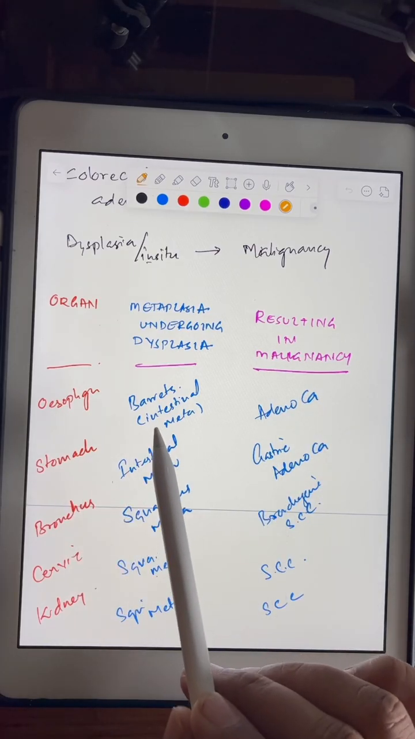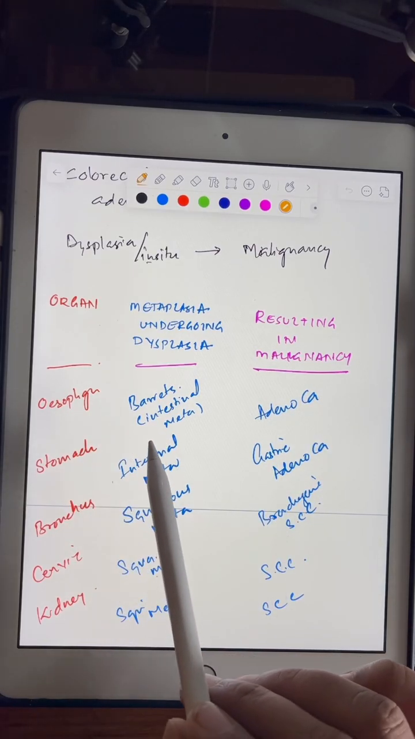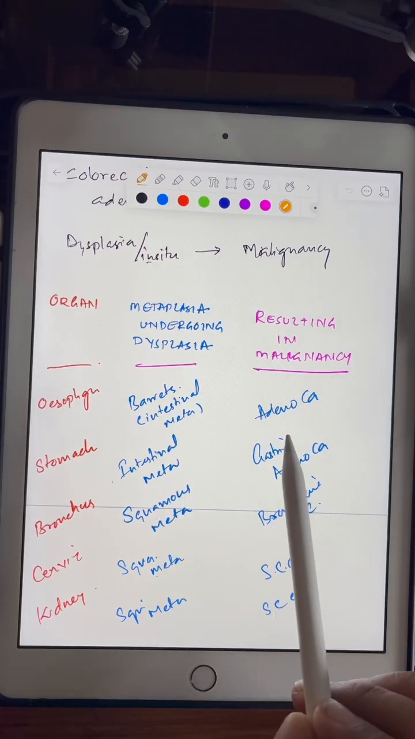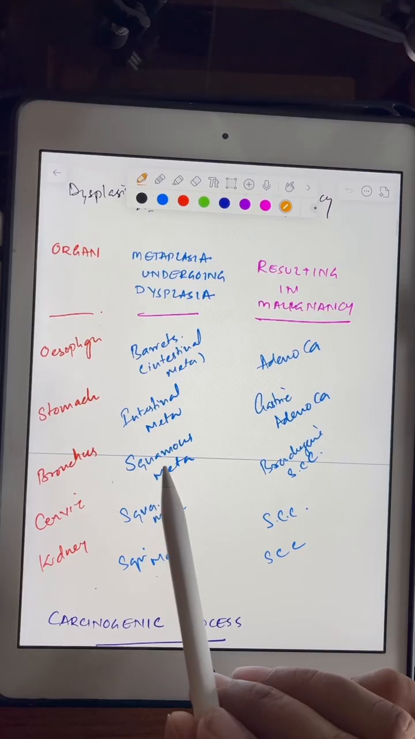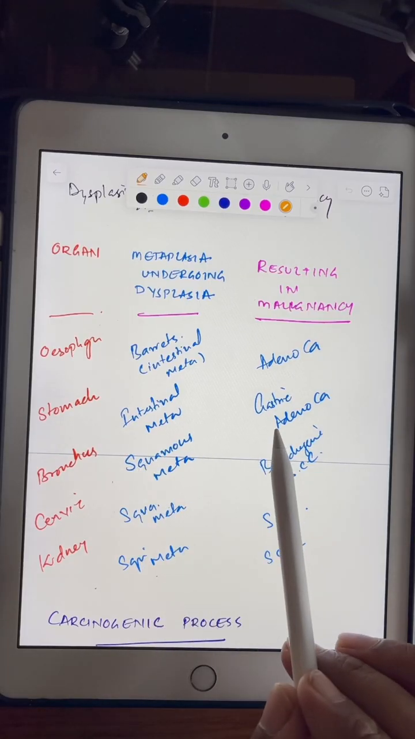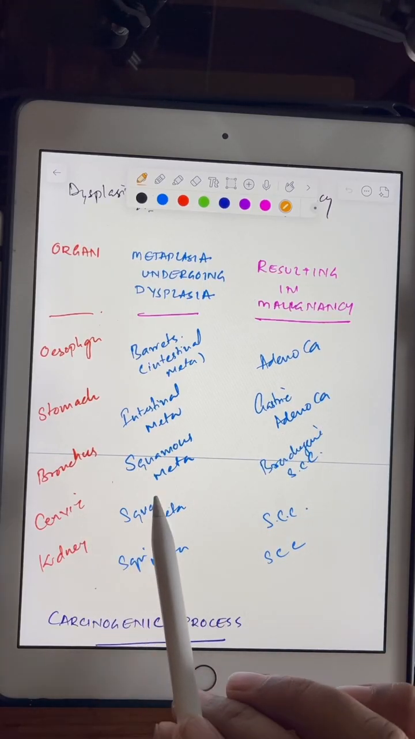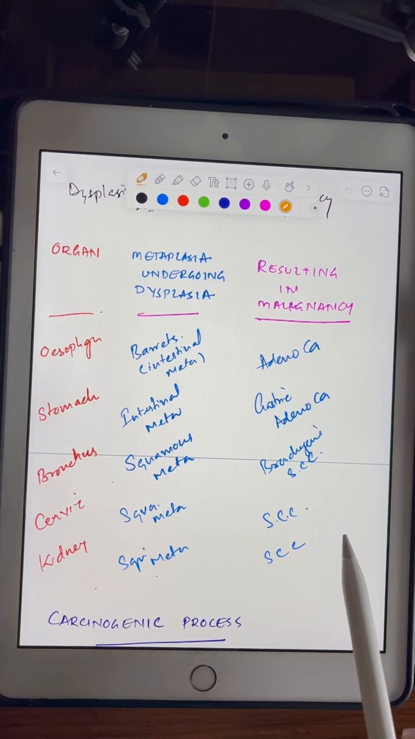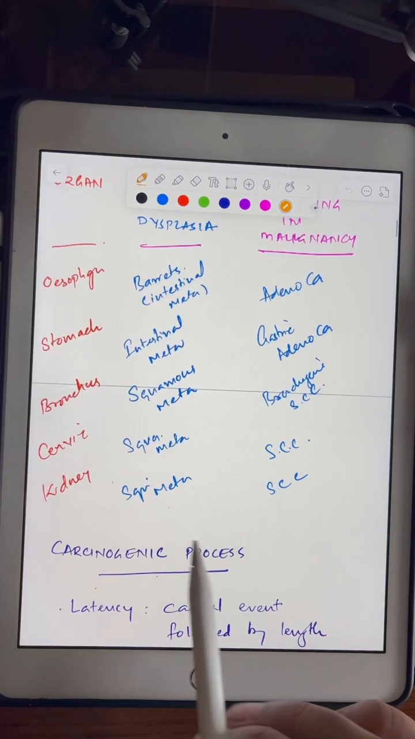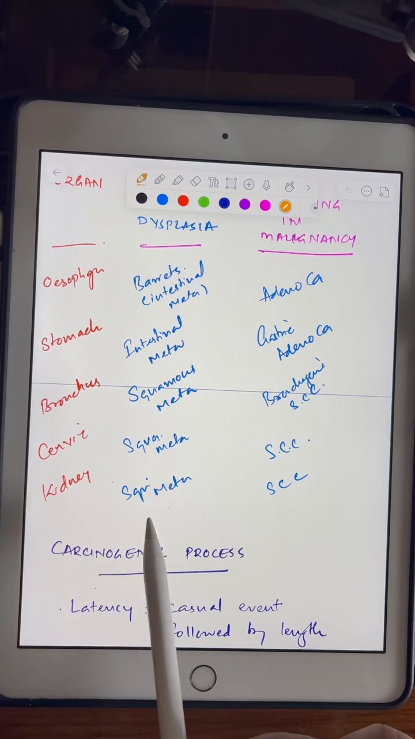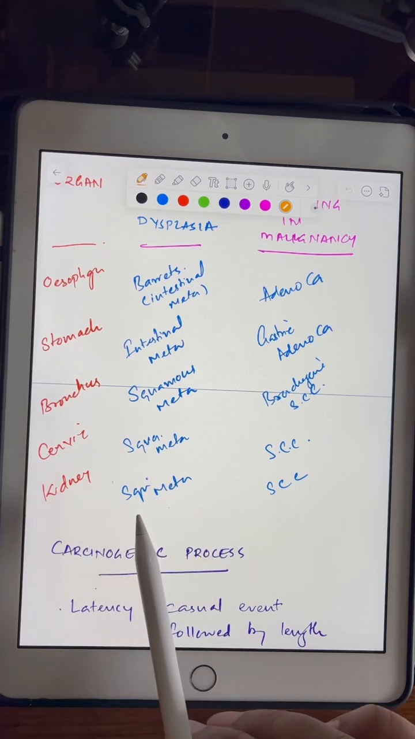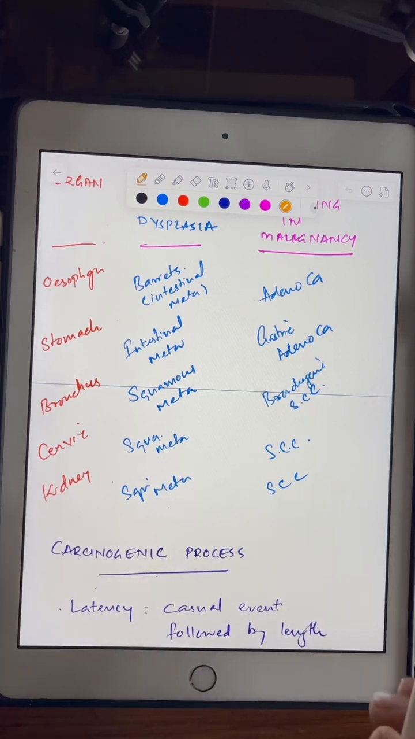Esophagus: in Barrett's changes, squamous metaplasia is converted to intestinal metaplasia that may lead to adenocarcinoma of the esophagus. Stomach: intestinal metaplasia, again leading to gastric adenocarcinoma. Bronchus: squamous metaplasia, bronchogenic carcinoma. Cervix: squamous metaplasia, squamous cell carcinoma. The urinary bladder has transitional epithelium, which undergoes squamous metaplasia, squamous cell carcinoma.